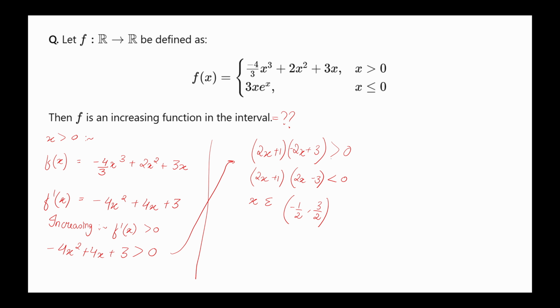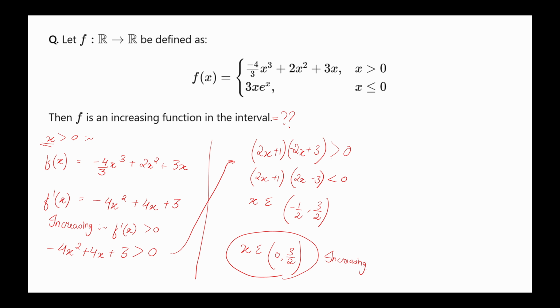So this is the first interval that I've gotten in which my function is increasing. Since we had assumed that x is greater than 0, my x would basically belong from 0 to 3 by 2. So in this range, my function is increasing.